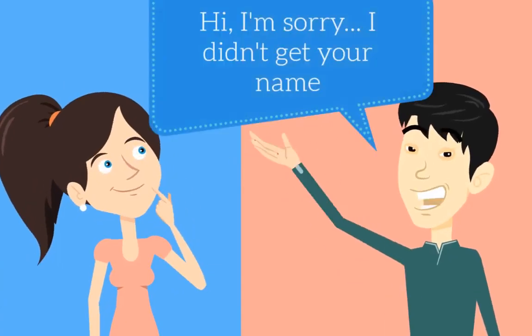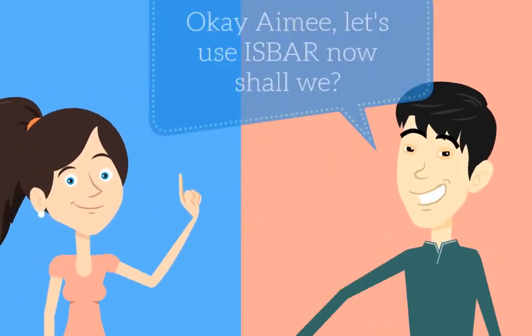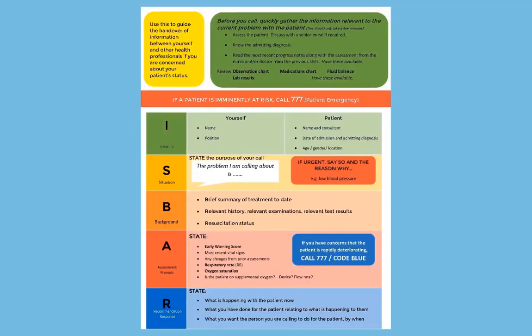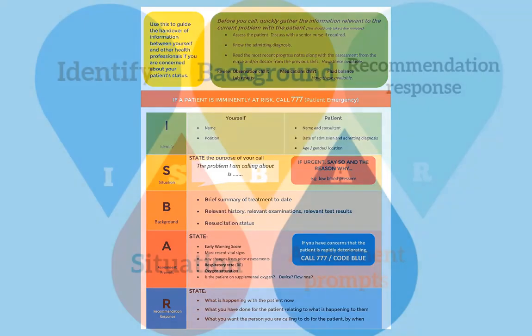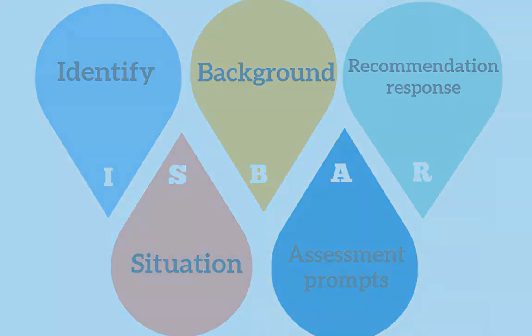Hey, I'm sorry, I didn't catch your name. Amy, I'm Amy. Okay, Amy, let's use ISBAR now, shall we? Now, that prompt was great because the ISBAR communication tool is going to give this conversation the structure necessary to get Tane the help he needs right now. So, she's been reminded about ISBAR. Let's see what a difference that makes.